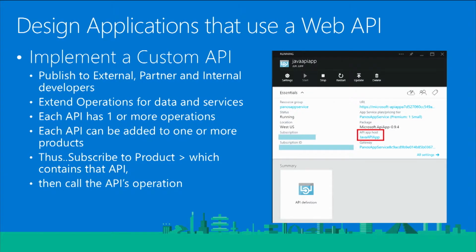Now, one of the other objectives in this objective domain is to design applications to use a web API. When you design applications to use a web API, you can design them using a web app, but one of the newer ways to do this is using API apps. Underneath the hood, API apps have a web app associated with them. That's called the API app host. So you can implement a custom API using an API app. Essentially, you can publish this API to external, partner, and internal developers.